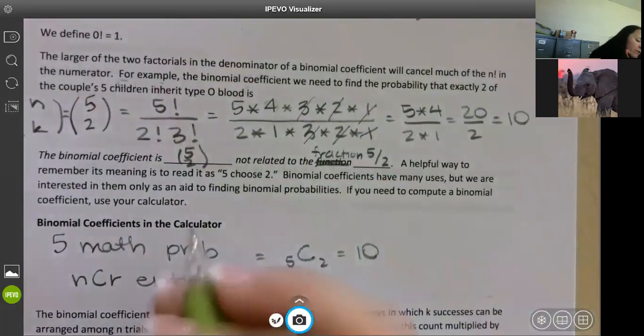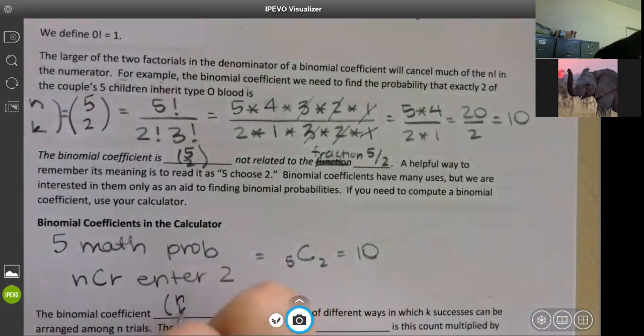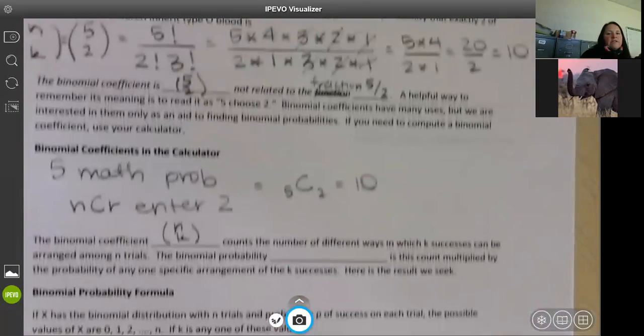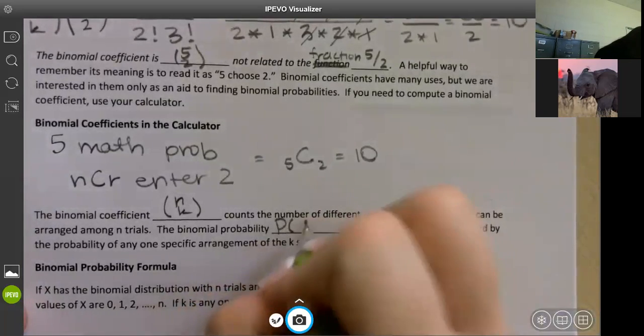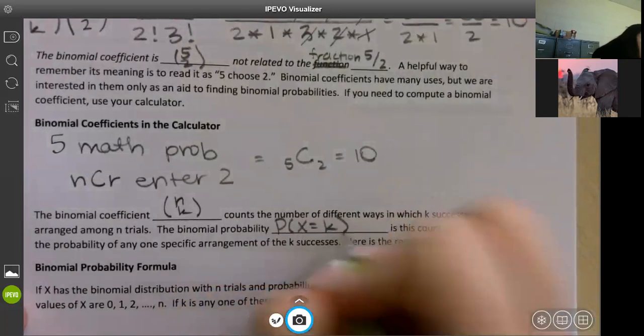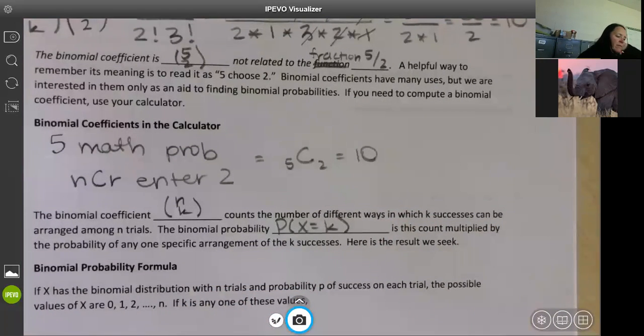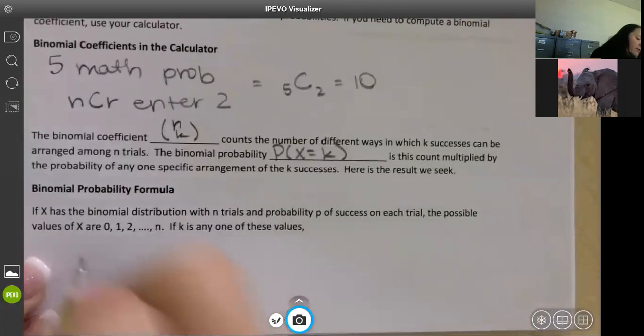The binomial coefficient of n choose k counts the number of different ways in which k successes can be arranged among n trials. The binomial probability, the probability of a success, is this count multiplied by the probability of any one specific arrangement of the k successes. Here is the result we seek. So this is the actual formula.